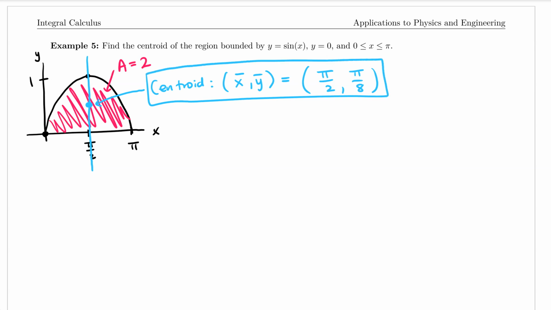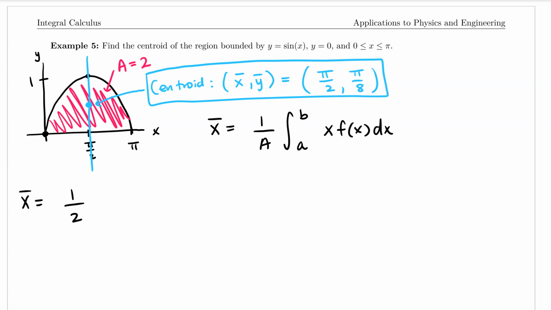Now, I know we used the symmetry principle to find x bar to be equal to pi over 2, but just because I know that you love to integrate, why don't we just double check to make sure that we did that correctly? It'll also give us practice using the formula, because remember, the formula for x bar and the formula for y bar are not the same. The formula for x bar is 1 over capital A times the integral from a to b of x times f of x dx. So let's go ahead and fill in those values.